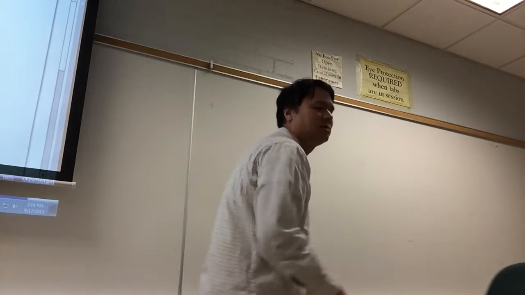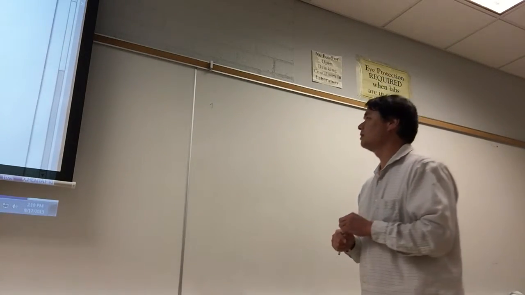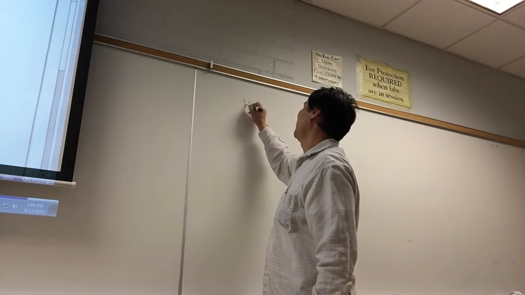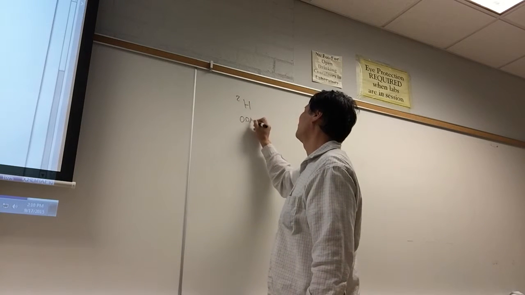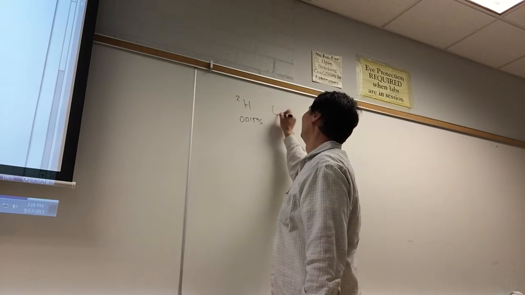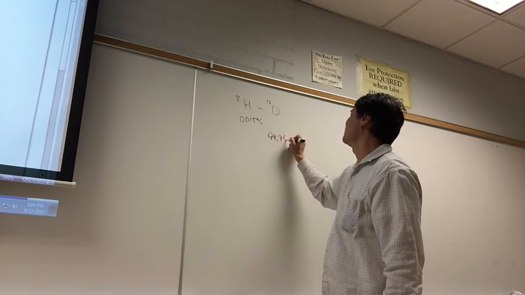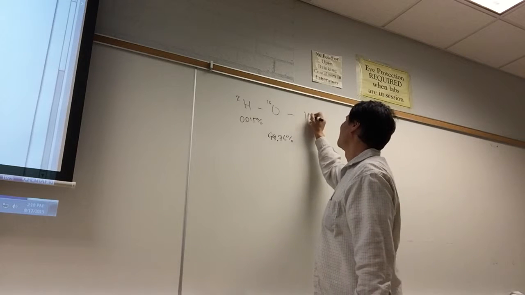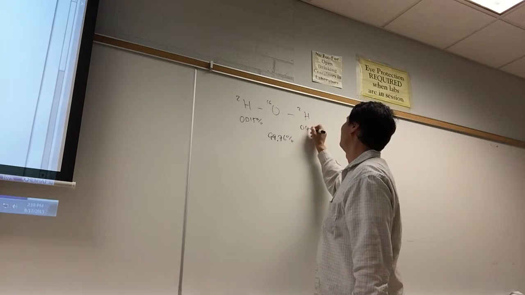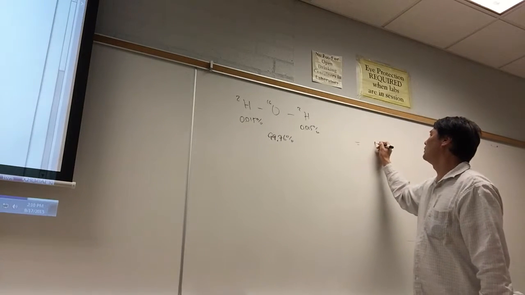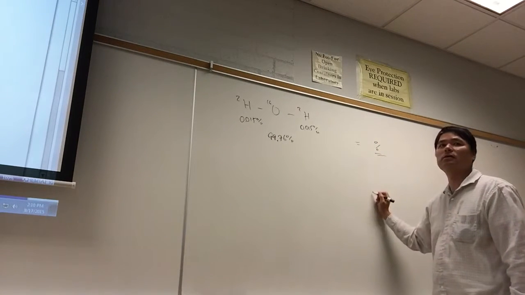Well, this isn't such a simple dimensional analysis problem, and I saw that people were doing different things. But one of the things is, okay, H2 is 0.015%. O16 is 99.76%. And H2 is 0.015%. So how can I string these together to get ultimately what I want, which is just a percentage?